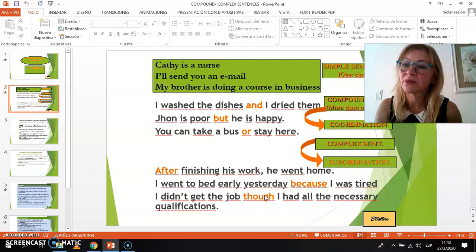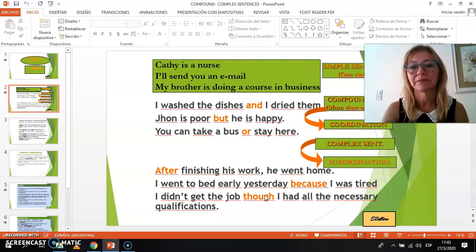So let's have a look at these sentences. For example, Kathy is a nurse. I sent you an email. Or my brother is doing a course in business. What kind of sentences are these ones? They are simple sentences. Why? Because they contain just one clause. And as you must remember, a clause always contains a subject and a verb.